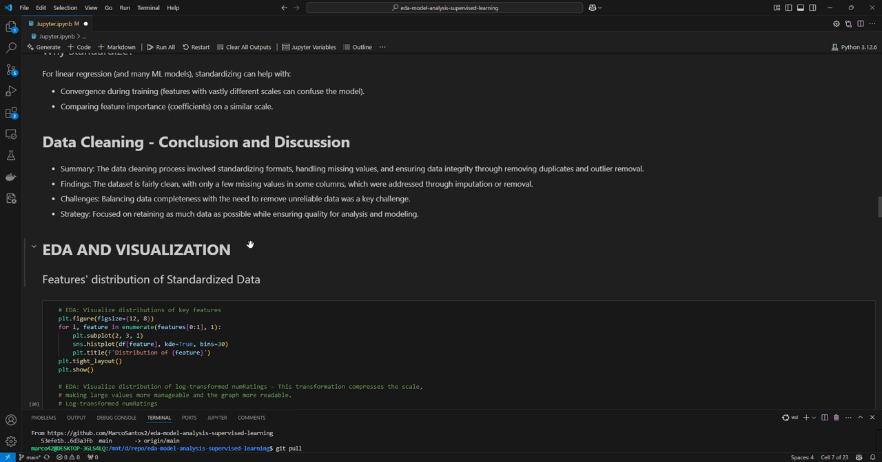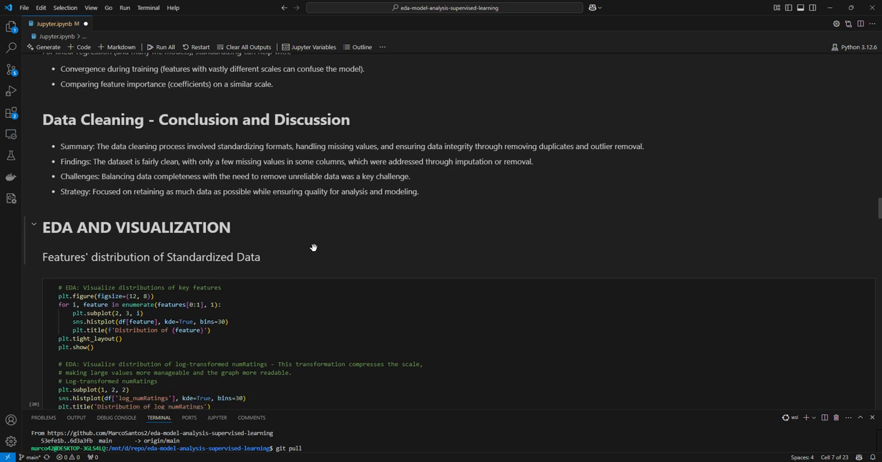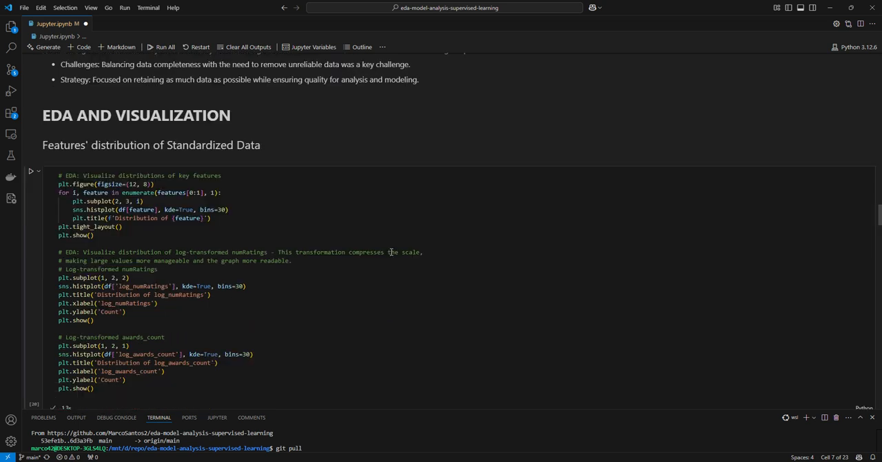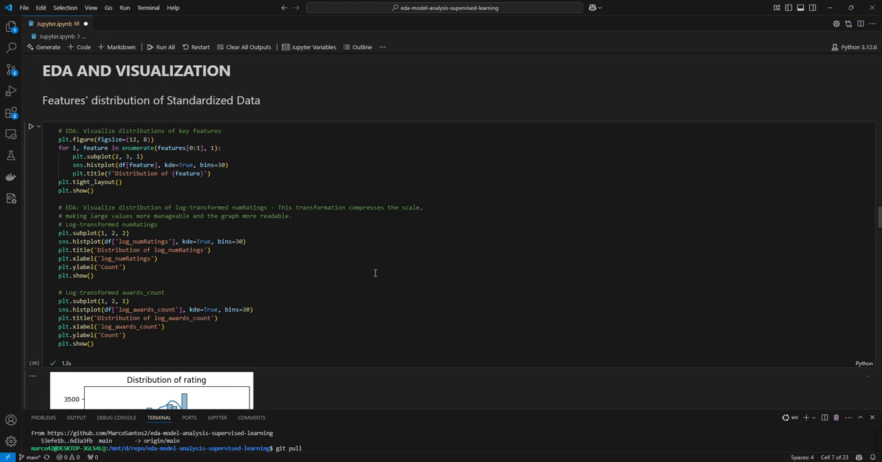Luckily, most of the features I'm working with are not missing any data. And then we focused on retaining as much data as possible while ensuring quality for analysis and modeling. All right, so let's take a look at the EDA and visualization here.